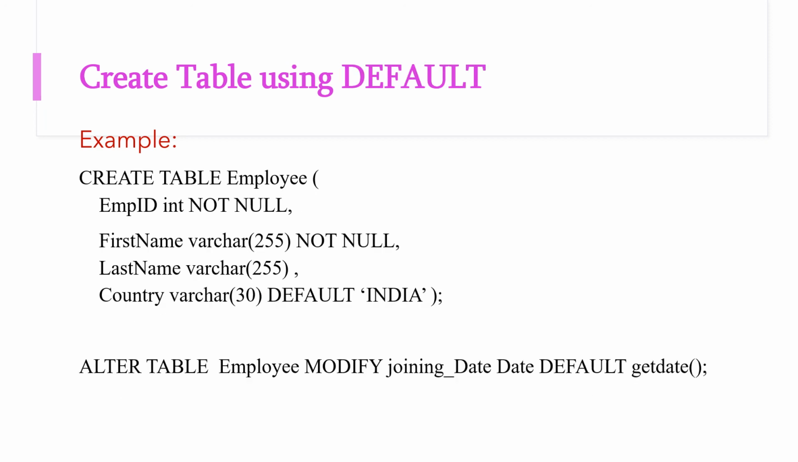Next one is default. Here I am going to specify a particular column value as the default value. So this is an example. Create table employee. Employee ID I have mentioned as not null. First name also is not null, and for the country, default is a keyword, and within quotes I have mentioned India. Whenever a new row is inserted, the country column value will by default be entered as India.